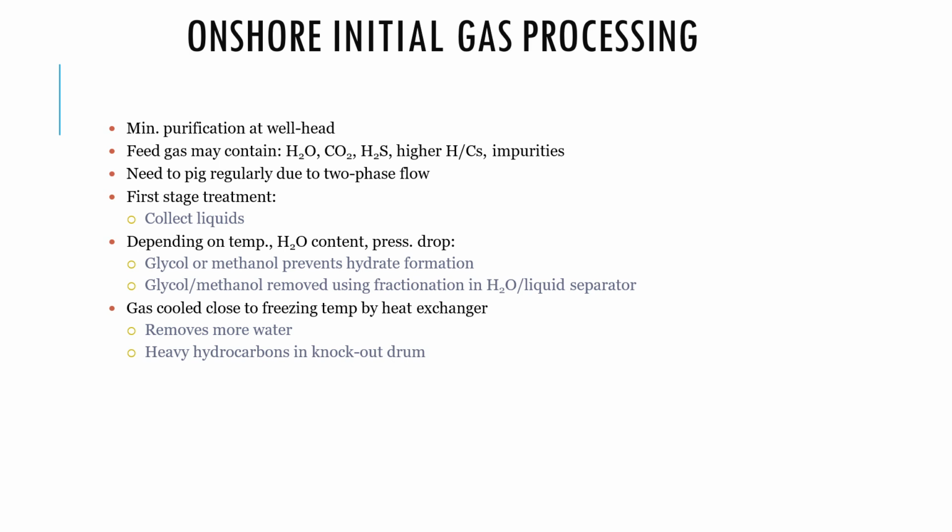You're going to inject, for example, methanol or glycol, and we're going to look at certain scenarios where glycol is more preferable to be used compared to methanol. And then you will recover the glycol or methanol and reuse it again. The gas will then be cooled to reduce the temperature to a freezing point, also to remove further water that's not been removed by the chemical treatment, and the heavy hydrocarbons can also be partially removed in the knockout drum sometimes.